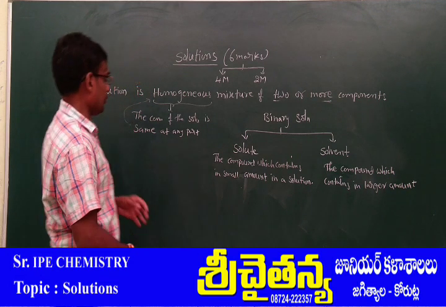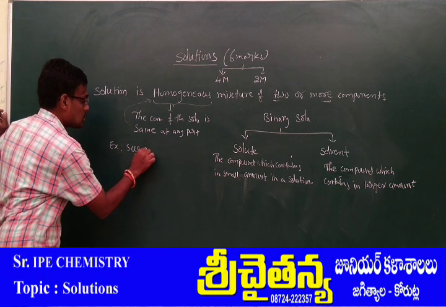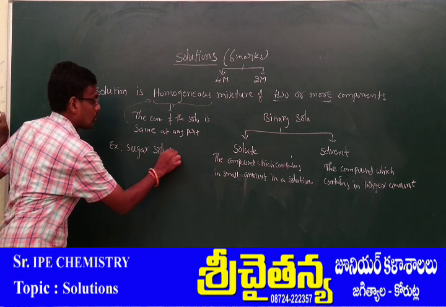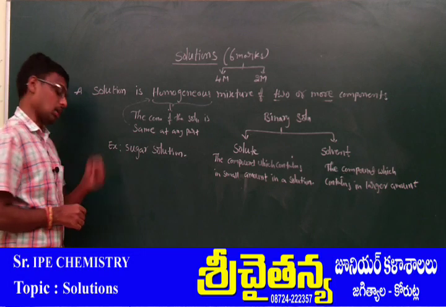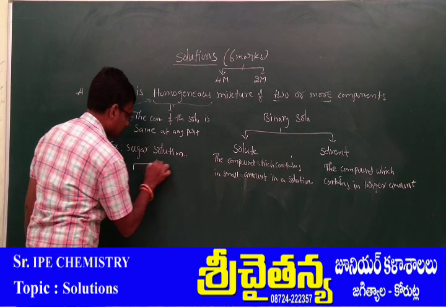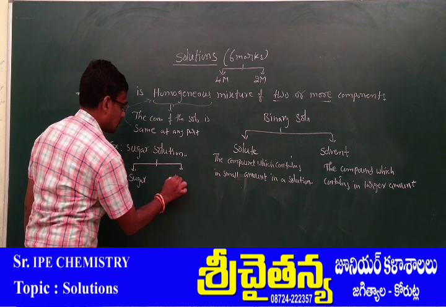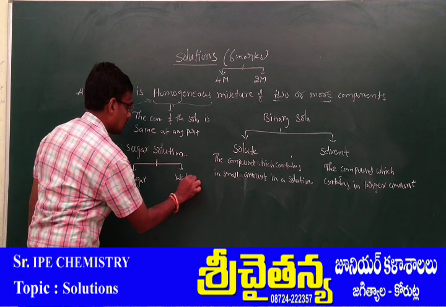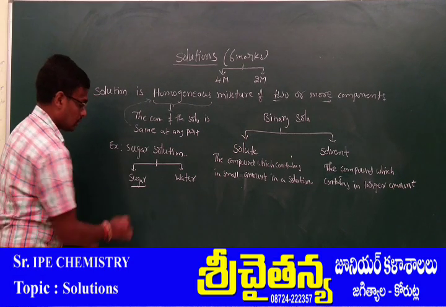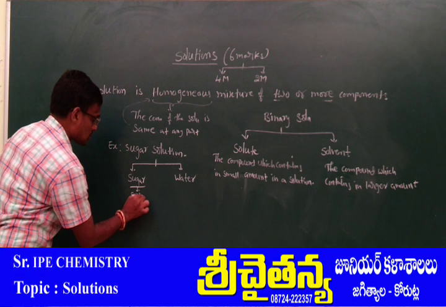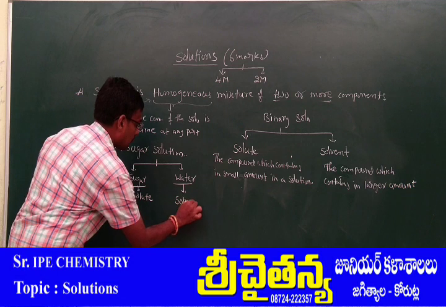So, for example, take a sugar solution. The sugar solution contains two components. One is sugar, second one is water. Sugar is known as the solute. Water is known as the solvent.